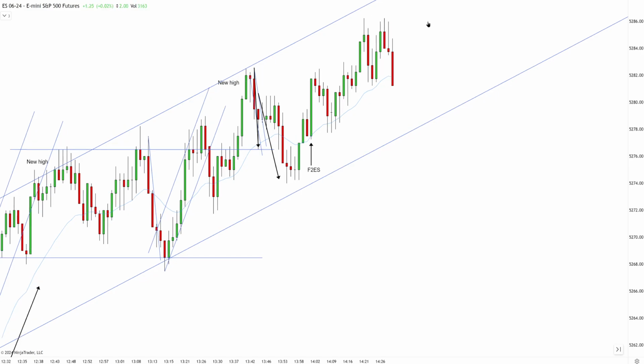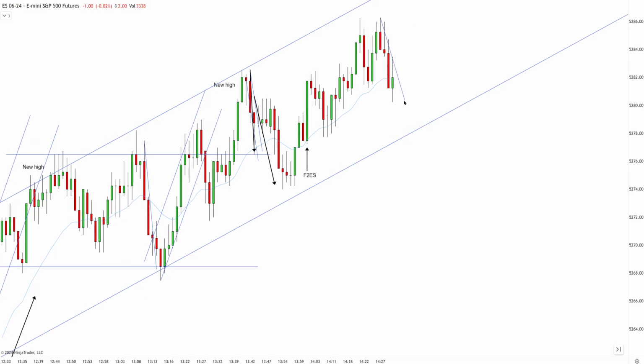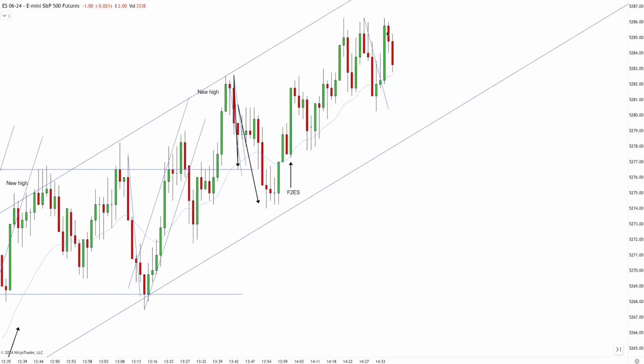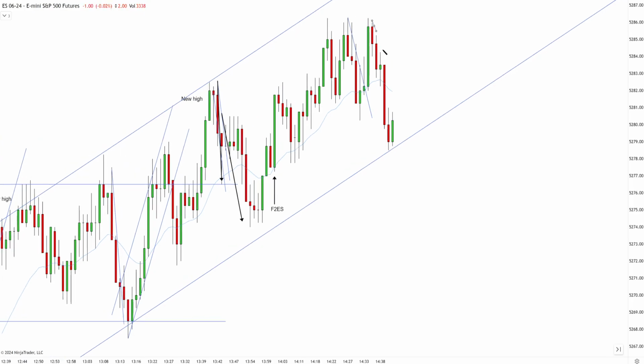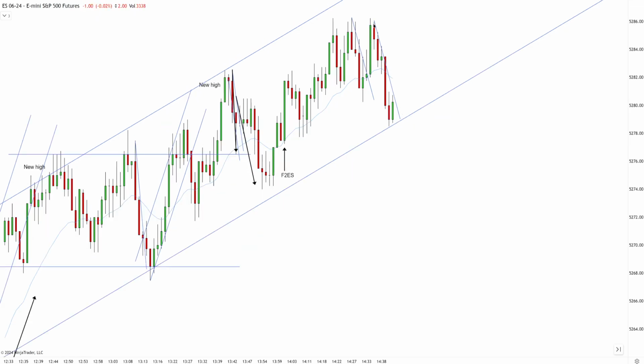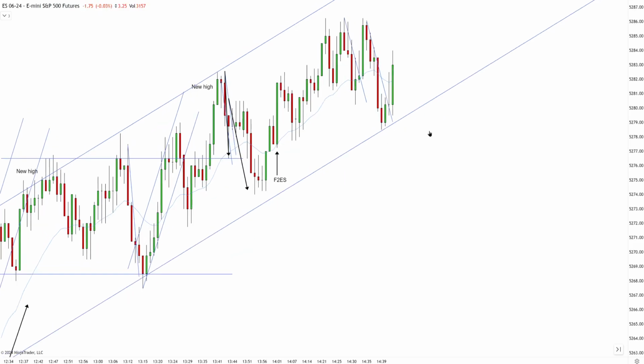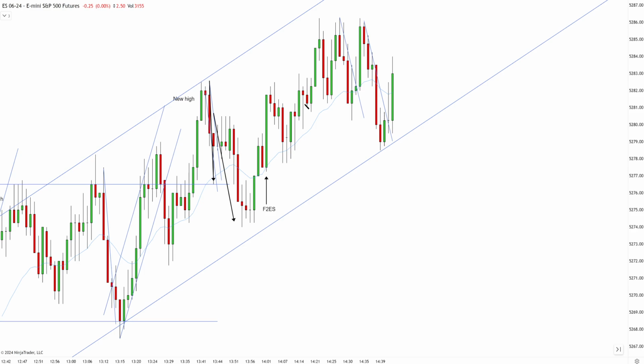Micro double top. Count reset. I have to reset the count. Another first entry long. Count reset again. Okay, we're bouncing off the trend line, which is a good sign. You have a downtrend working lower. Now this trade worked. Why did this trade work?